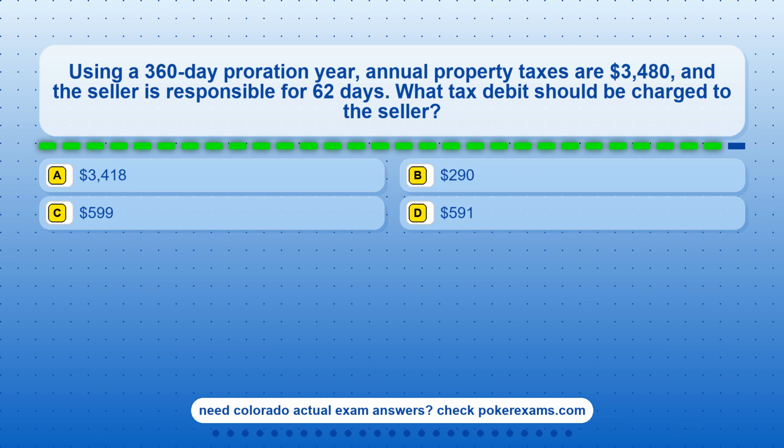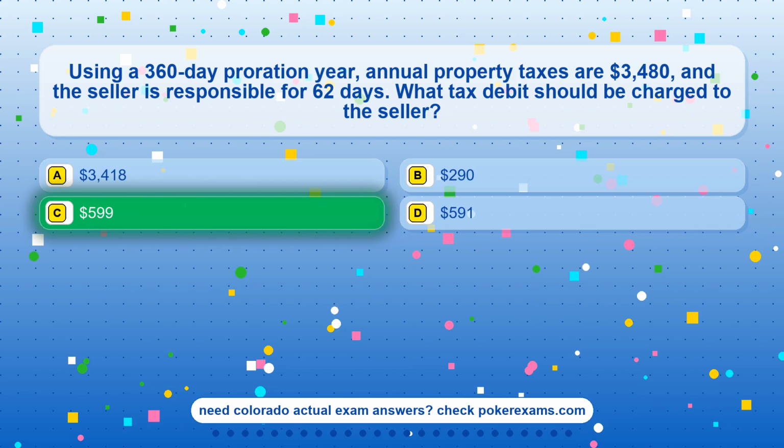Question 24. Using a 360-day proration year, annual property taxes are $3,480, and the seller is responsible for 62 days. What tax debit should be charged to the seller? Option A, $3,418. Option B, $290. Option C, $599. Option D, $591.